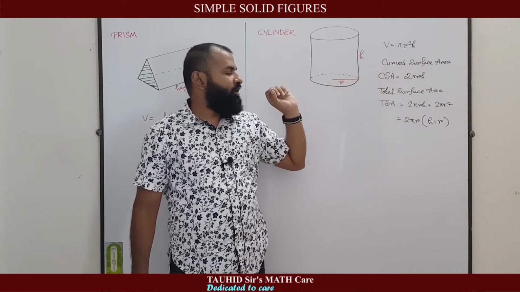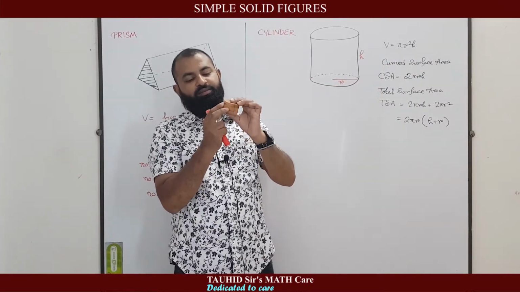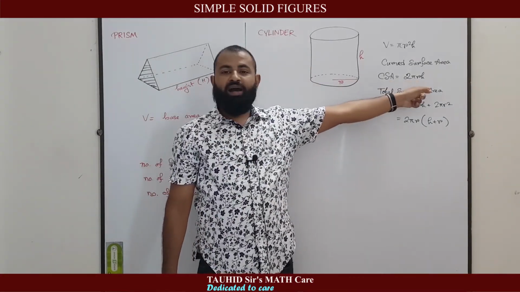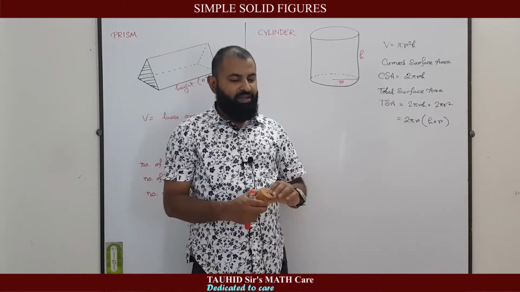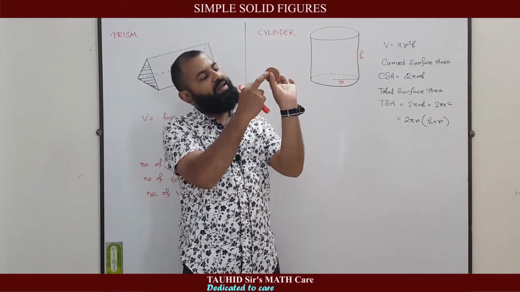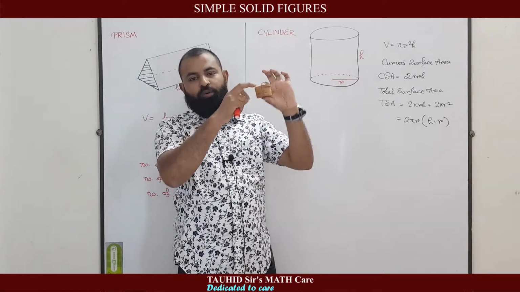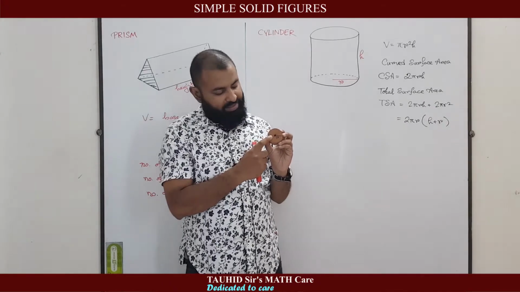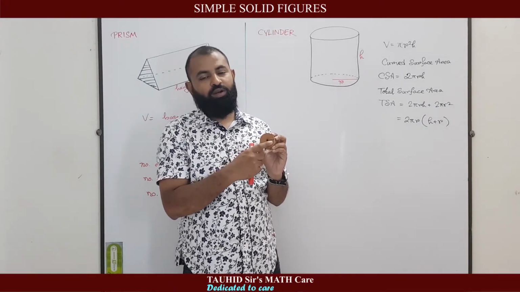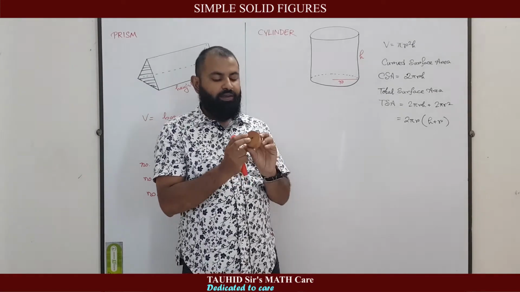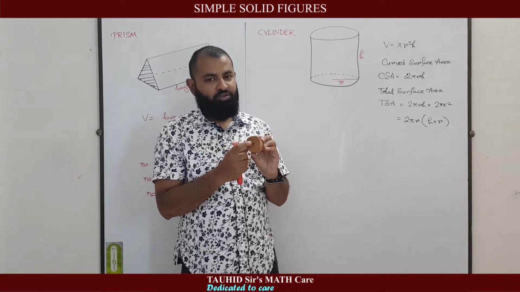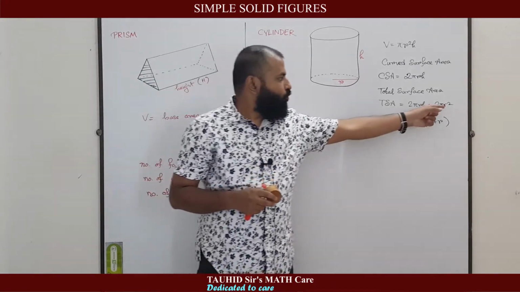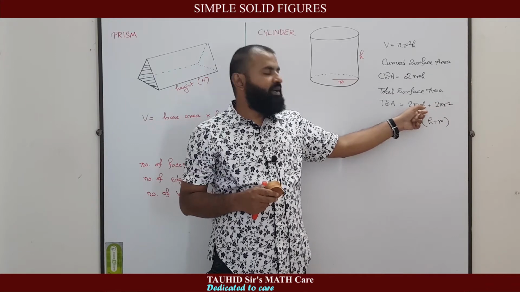Curved surface area of a cylinder, that means this area, the side area, the curved surface area, this area is 2 pi r h, and total surface area equal to curved surface area plus area of bottom plus area of top. The curved surface area is 2 pi r h and the top area is pi r square, which is equal to the area of a circle, and bottom area is also pi r square. So top area and bottom area, if we add them, we get 2 pi r square, and the curved surface area is 2 pi r h.